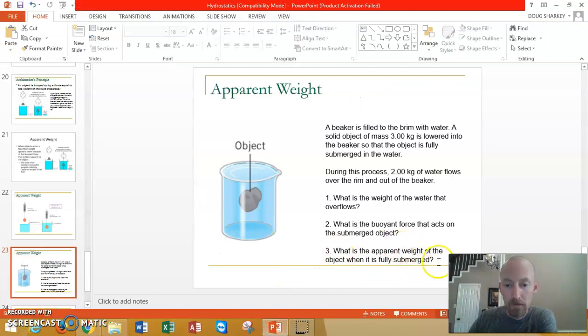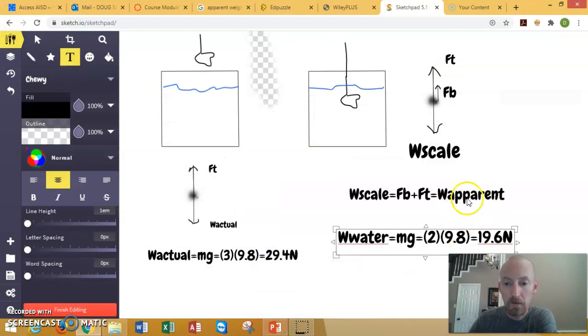Okay, so final question. What is the apparent weight of this thing when it is fully submerged? What does the weight on the scale read? There's a couple of ways we can do this. Obviously, you could take FB plus FT. We know 19.6 is our FB. If we knew what FT was, we could figure out what the weight on the scale is, which is our apparent weight. There's an easier way, though. We know the actual weight, what it actually is before you put it in, and we know the buoyant force.